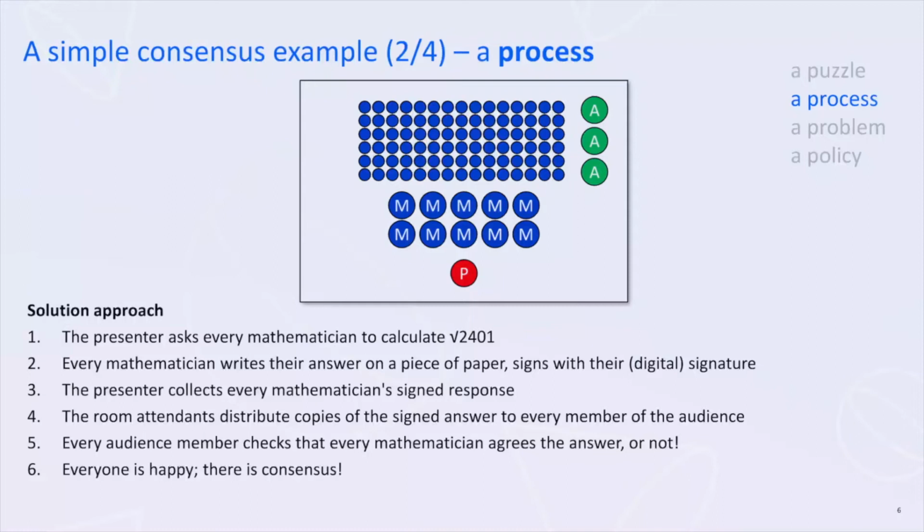So the presenter collects the responses from every mathematician, right? And the room attendants, which are marked as A in this infograph, distribute the copies of the signed answer to all the members of the audience. So the answers provided by the 10 mathematicians have been distributed to the 100 audience that we have in this network. Now, each audience member checks whether every mathematician agrees on the answer or not, right? Now, the great point would be, when there is a consensus, that means everyone is happy and everyone agrees to what the other person has to say, right? A typical solution.